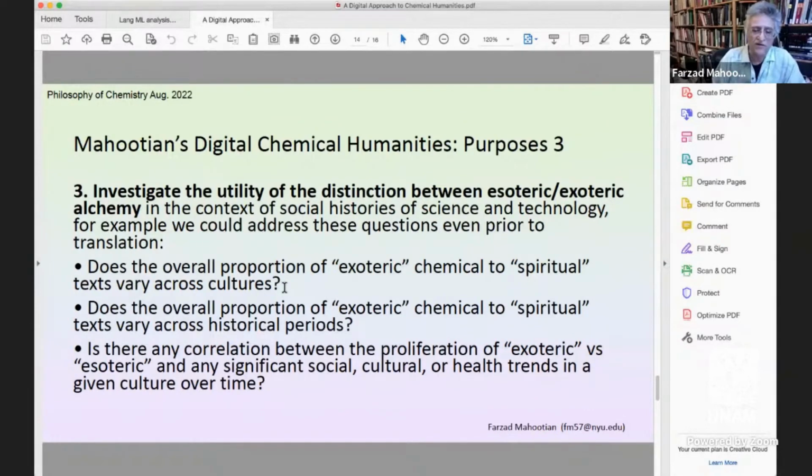And does the overall proportion of exoteric and esoteric alchemical texts vary from culture to culture, from one historical period to another in the same culture? Is there any correlation between the proliferation of exoteric or esoteric and any of the other significant social activities that are happening? I don't know. These are good questions that we may be able to answer.